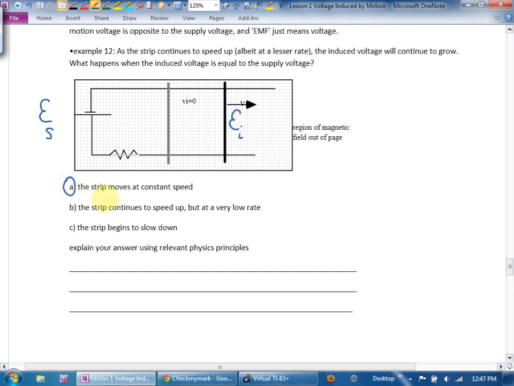Why? Your net voltage is zero, because they're two voltages in opposite directions. Therefore, what's your net current? Zero. Therefore, what's your net force? Remembering that magnetic force is BIL. If I is zero and there's an I in the force equation, what's your net force? Zero. Therefore, if force is zero, what does your acceleration have to be? Because F is still ma. And if your acceleration is zero, what's another fancy phrase for saying your acceleration is zero? Constant speed.